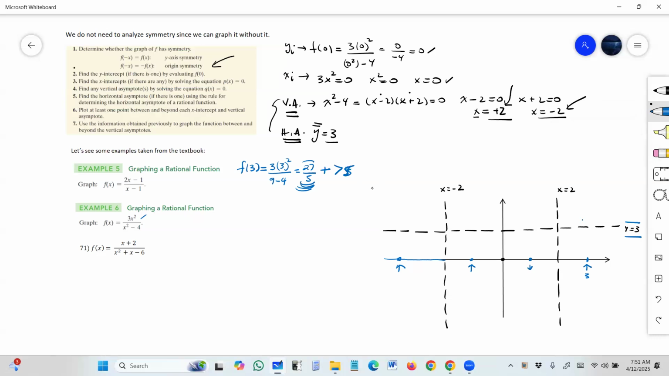So since the point is already here, I know that the function looks like this in this segment. There's nothing here. There's nothing here. Okay?